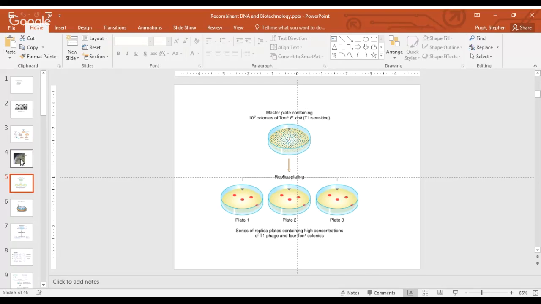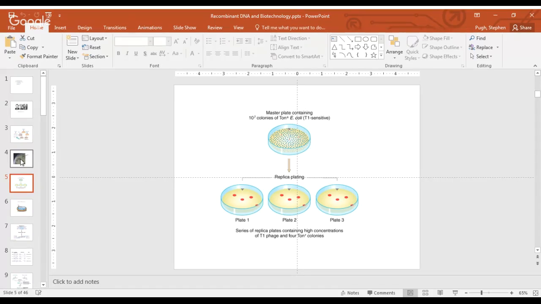But there are a few cells that may have had mutations that make them T1 resistant. So they can survive the attack, and these are shown on the 3 plates in the bottom of the slide in red. So those are all colonies of cells that are derived from a single cell that had a mutation that made it T1 resistant. And they've survived and produce offspring and are not affected by the presence of the phage. So what these 3 researchers are doing is trying to figure out how these cells do this.